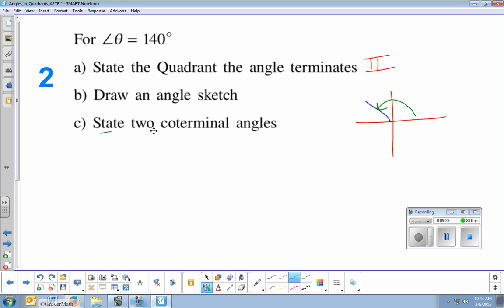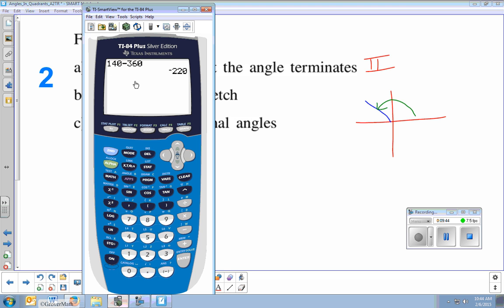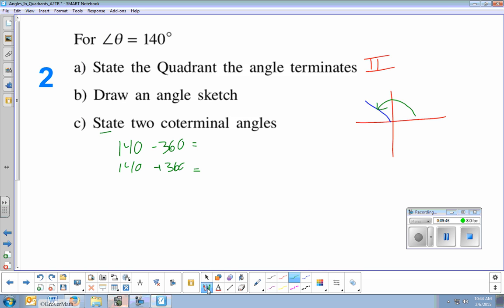And then state two coterminal angles. Well, I'm basically just going to do 140 minus 360 and 140 plus 360. And let's see what those give us. So 140 minus 360, oh, we already have that in there, negative 220. And 140 plus 360, that would be 500.